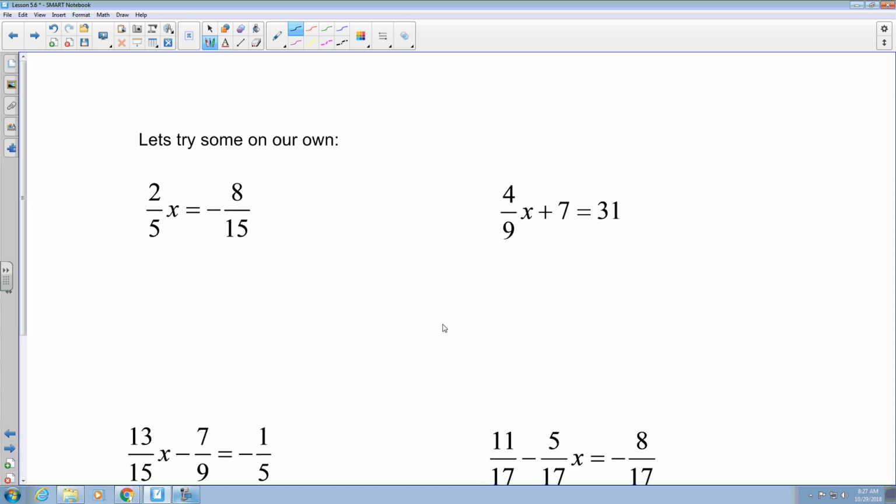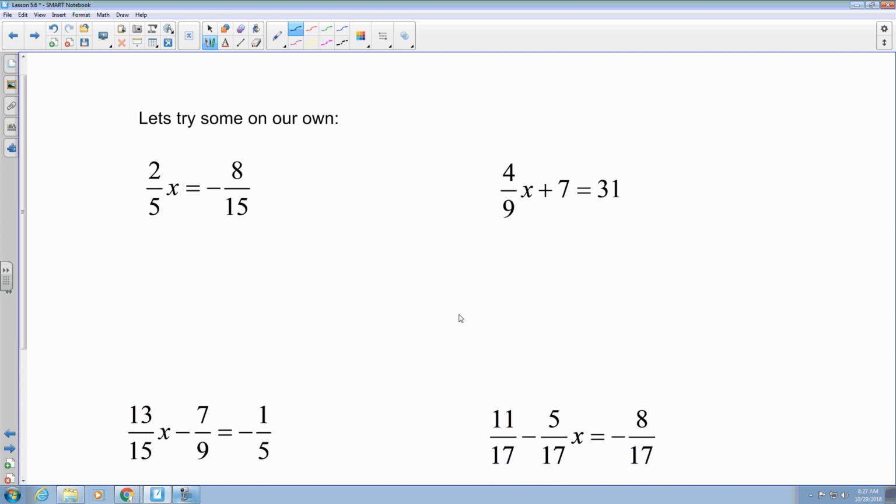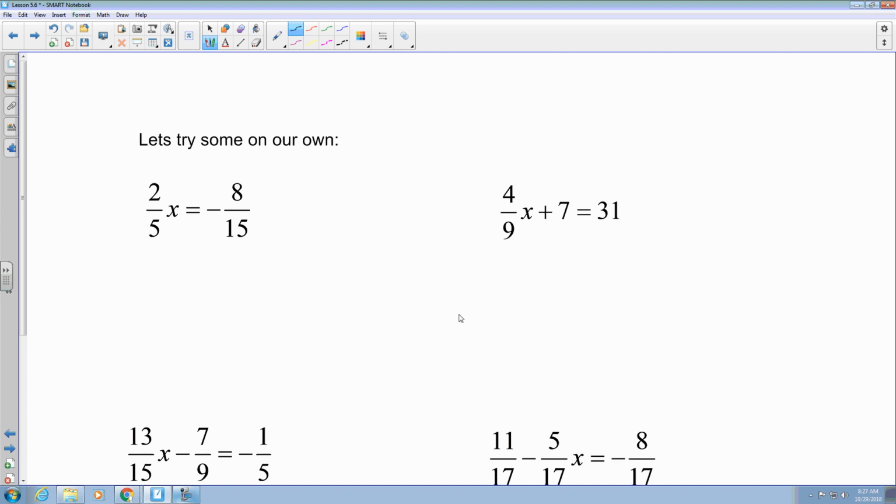All right, so again, trying some on our own. I'll actually look at a couple of examples here. Let's look at this one right here. So again, we're going to subtract 7 to both sides. I got 4 over 9x is equal to 31 minus 7, which is 24.